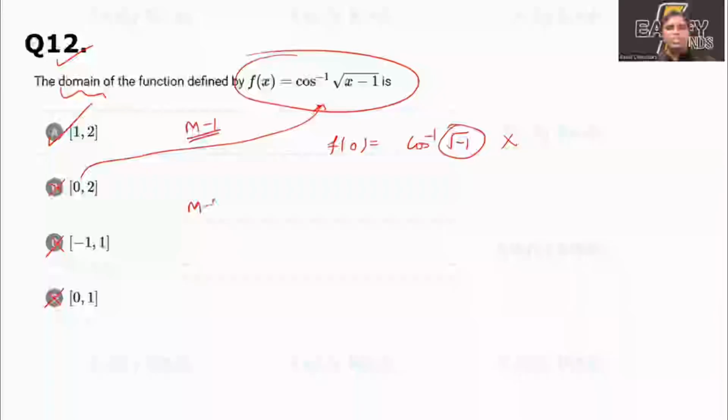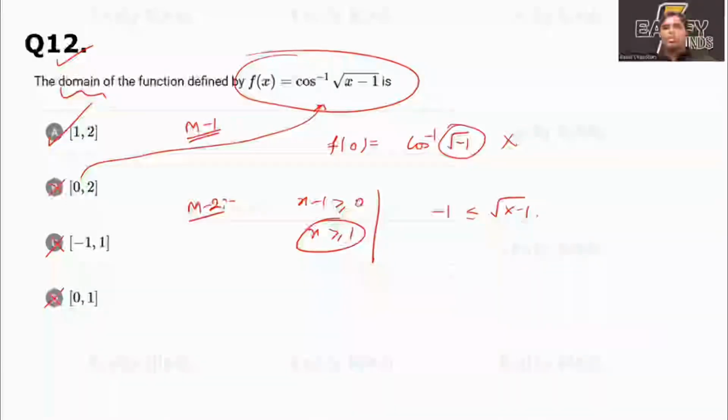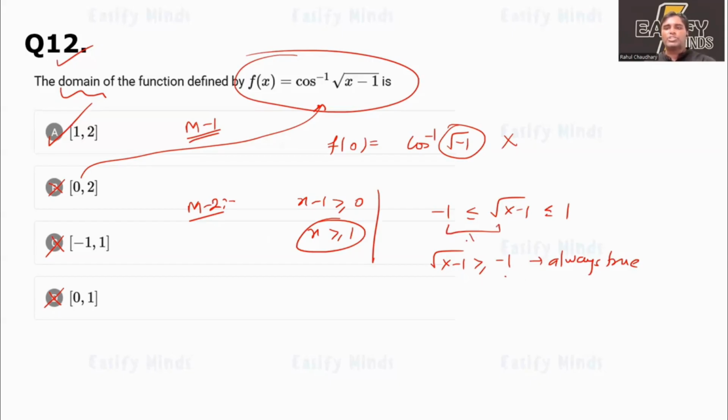Now what is the traditional method? Let's look at that also. Whatever is inside the root should be positive, so x minus 1 should be greater than 1. Now this value, root x minus 1, will lie between minus 1 to 1. So I can say root x minus 1 is always greater than minus 1, always true. Why? Because minus 1 is a negative value and root is a positive value. So positive is always greater than negative. So this is always true, so no need to check this one.